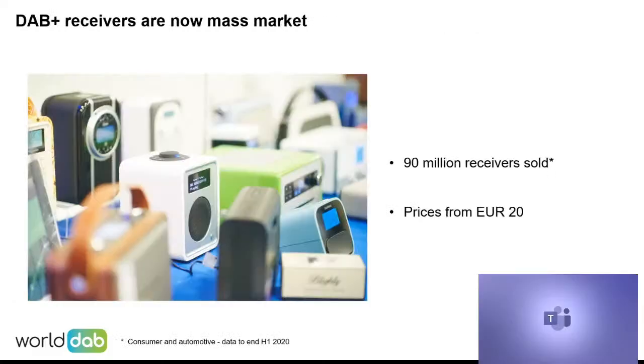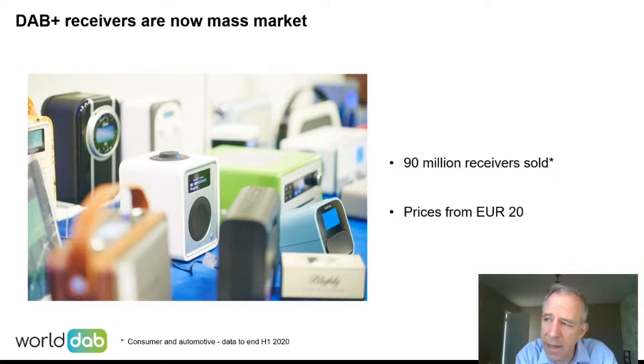That's on the automotive side. The other thing is the consumer receivers, and I think the headline here is that they're truly mass market, and we've seen massive developments in Germany over the last 6 months in this area. Worldwide, we've now sold 90 million receivers. That's including both consumer and automotive.